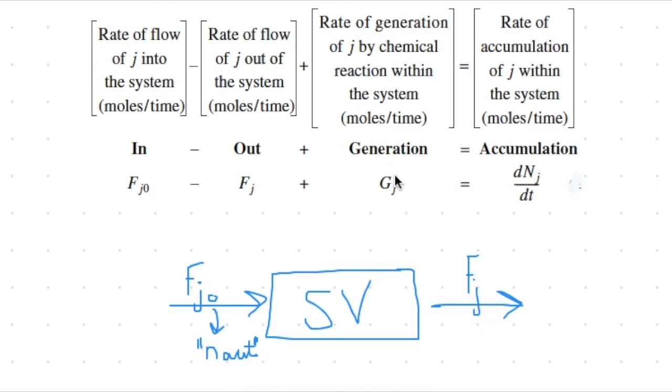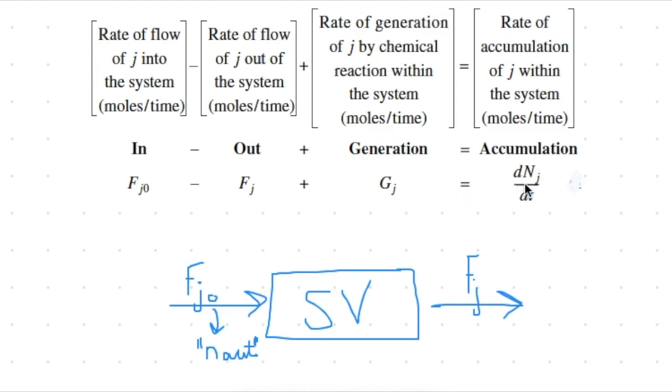Then we have G_J. G represents the amount of moles that are generated through the reaction in our system volume. For our last variable, N_J is the number of moles of species J. We have to take the derivative of this variable because it can change with time. So the number of moles of species J at time t. A lot of questions would be steady state, in which variables don't change per time.